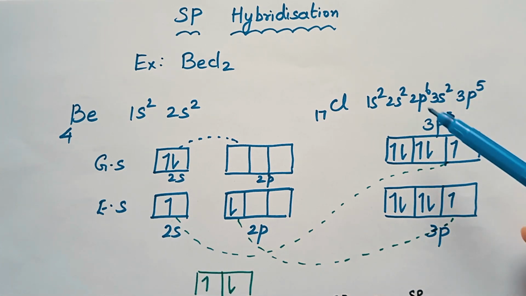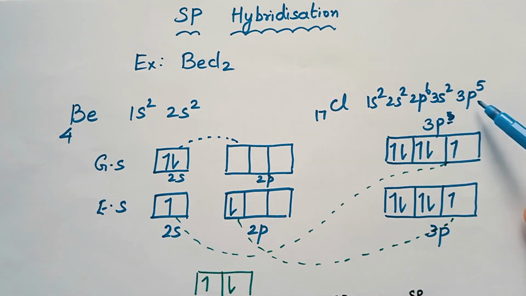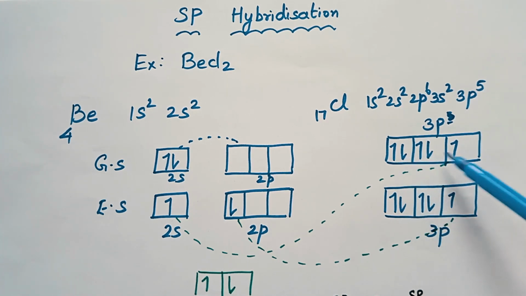So there will be 2 half-filled electrons in the case of beryllium. Now we'll see for chlorine. In chlorine there will be 5 valence electrons in 3p orbital. So 1, 2, 3, 4 and 5, there will be 1 half-filled electron in one chlorine atom. Since there are 2 chlorine atoms, 2 half-filled electrons will be there. These two will overlap with s and p orbital from beryllium and it forms a linear shape.